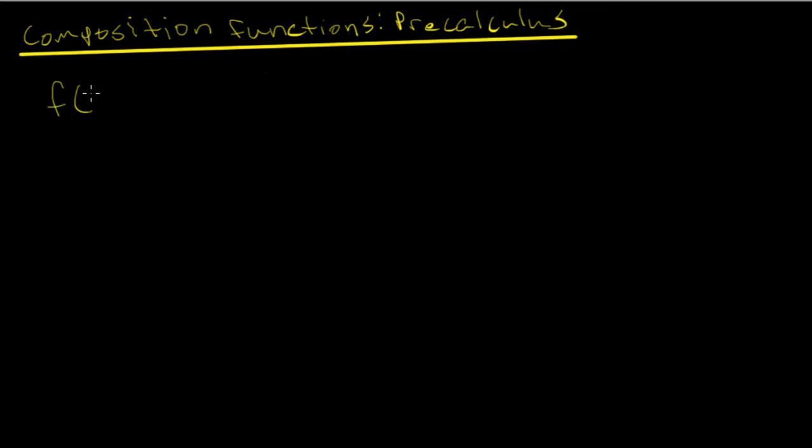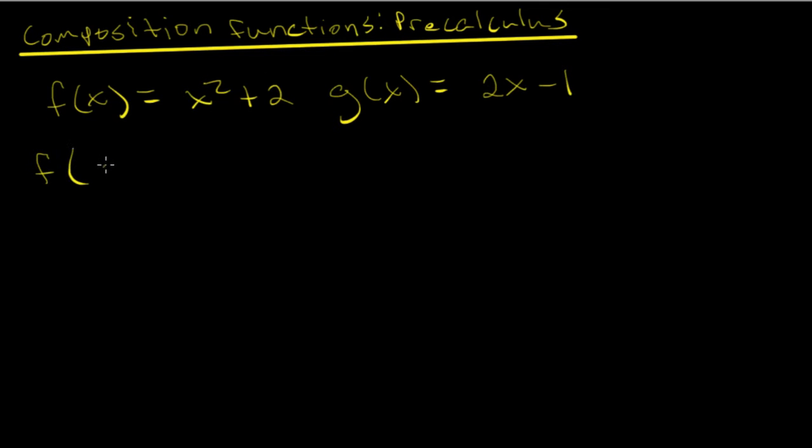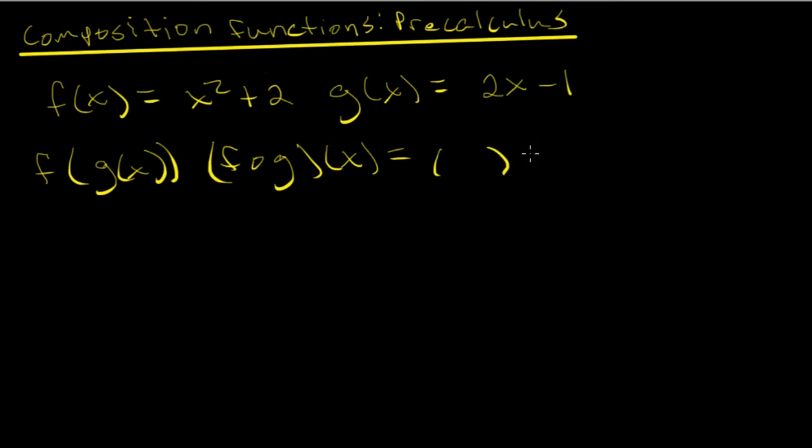So if we have f of x equal to x squared plus 2 and g of x equal to 2x minus 1, f of g of x, or some people may write it f circle g of x, is equal to, so if we take f of x and we put a parentheses where every x would go in f of x, and we put g of x into this parentheses, then this would give us the composition function.